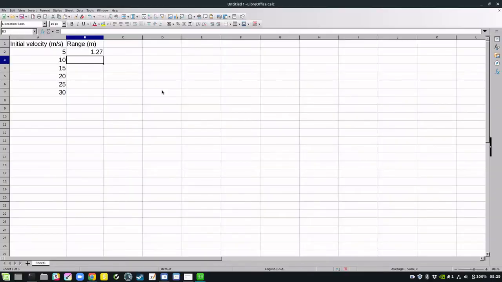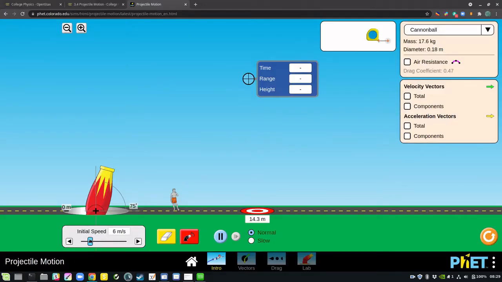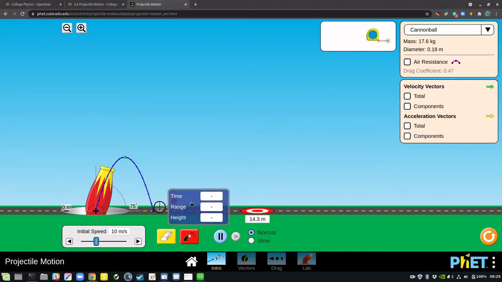So we got 1.27 for 5 meters per second. Our next speed is 10. So let's fire. Range: 5.1.